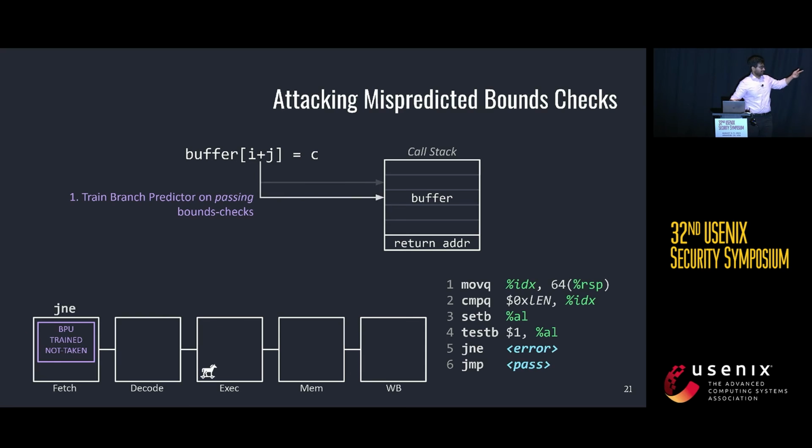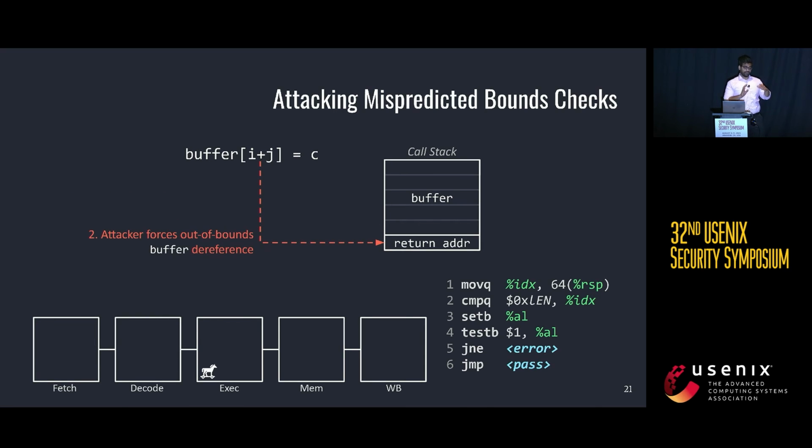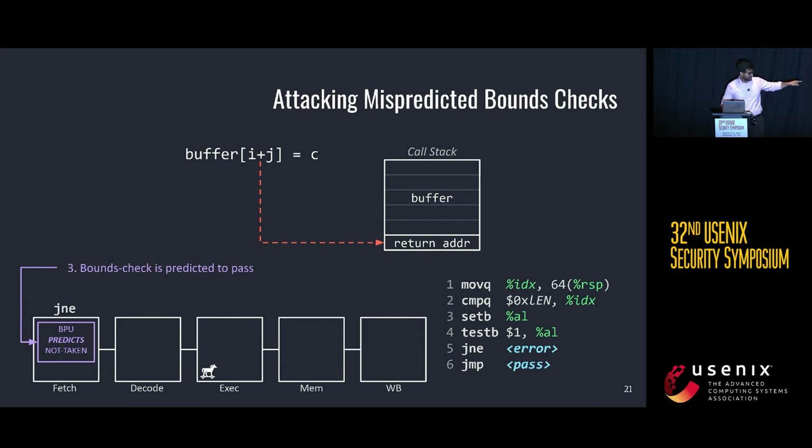So first, the attacker is going to train the branch predictor to allow the bounce check to pass. So this jump not equal to will predict not taken. That is, the jump not equal to will transfer control to the buffer access, not the panic handler. Then the attacker will force an out-of-bounds buffer dereference. The jump not equal to will enter the fetch stage. It'll be predicted not taken. That is, let's predict that the bounce check is going to pass.